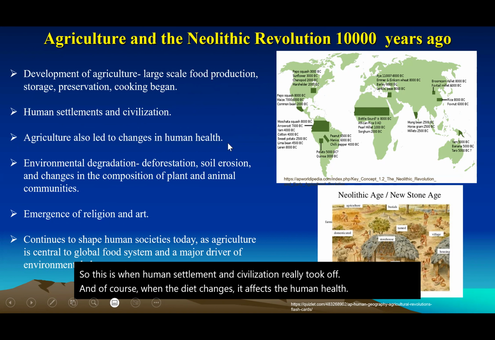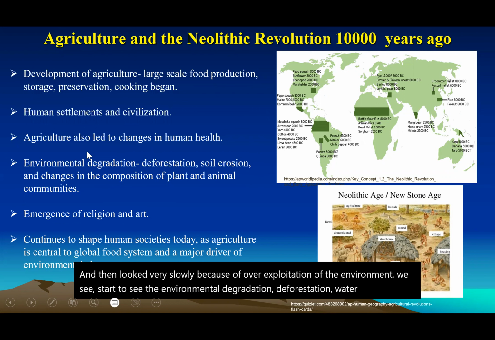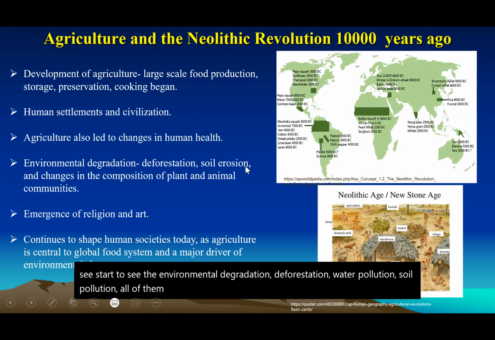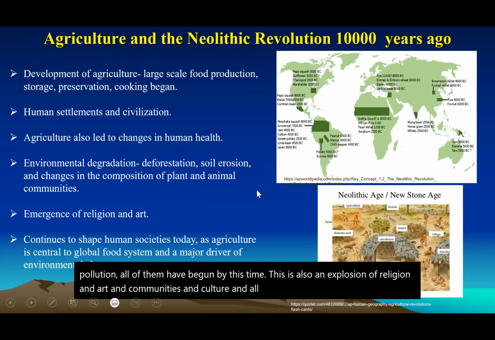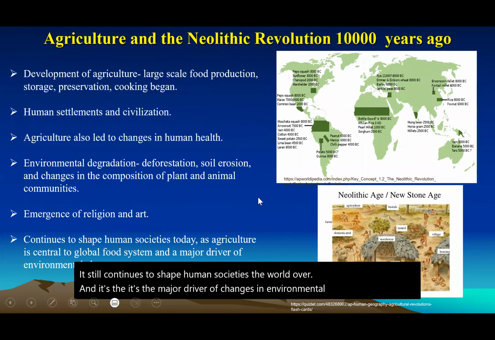And then very slowly, because of overexploitation of the environment, we start to see environmental degradation, deforestation, water pollution, soil pollution. All of them had begun by this time. This is also an explosion of religion and art and communities and culture and all of those good things. It still continues to shape human societies the world over. And it's the major driver of changes in environment and climate.